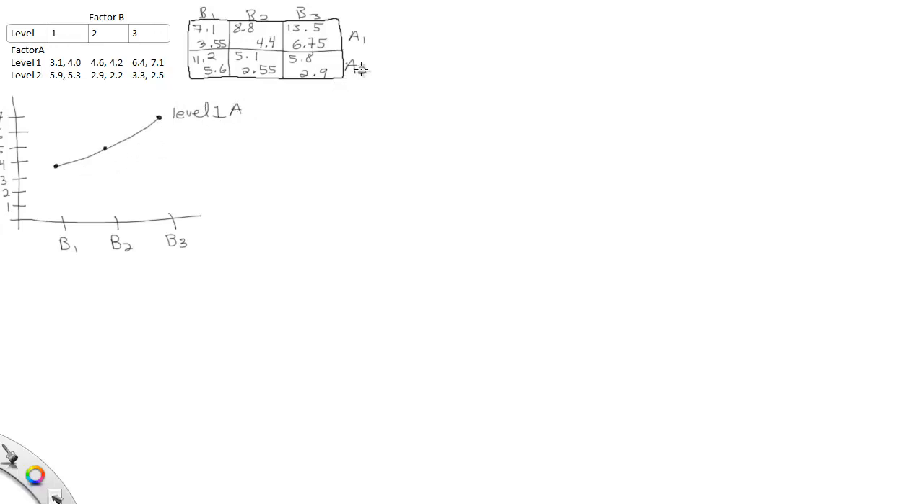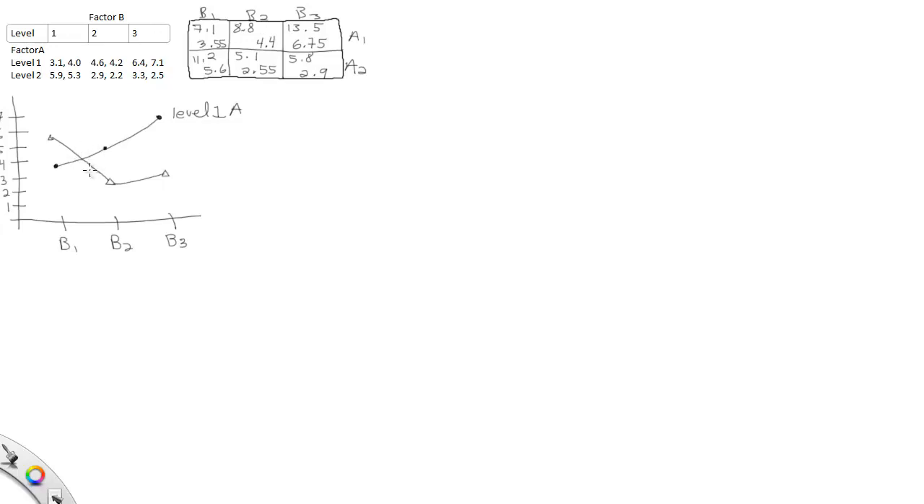Now let's go ahead and do the same for level 2. It'll be 5.6 for the first one, so maybe that's about here. I'm going to draw that as a triangle as best I can. So there's my triangle. And then I'll have 2.55 for the next factor. Notice that this is going to cross here when I connect. That's important. And then B3 is going to be 2.9, so maybe that's around here or so. Okay, so when I connect these, it's important that there is an intersection here.